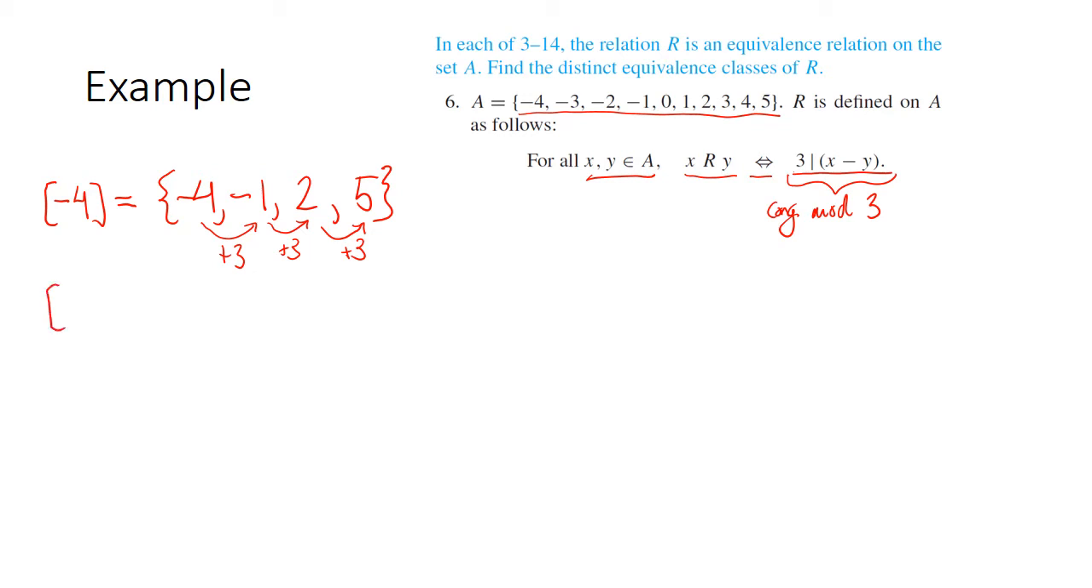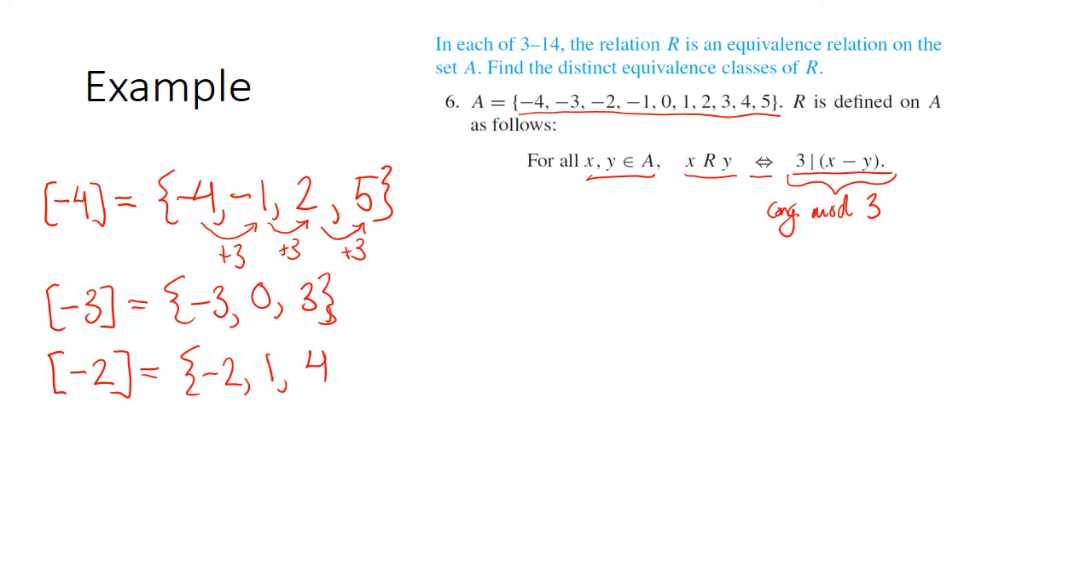Okay, so the next equivalence class, I could do -3's equivalence class. So that's going to contain -3, and then following the same pattern, the next one will be 0, and then 3, and that'll be the last one since we stopped at 5. But you could keep going 6, 9, 12, etc. if we had all of the integers. Okay, and then the next one will be -2. And so that's going to contain -2, and then adding 3, I get 1, and then if I add 3 again, I get 4. And I believe that's it.